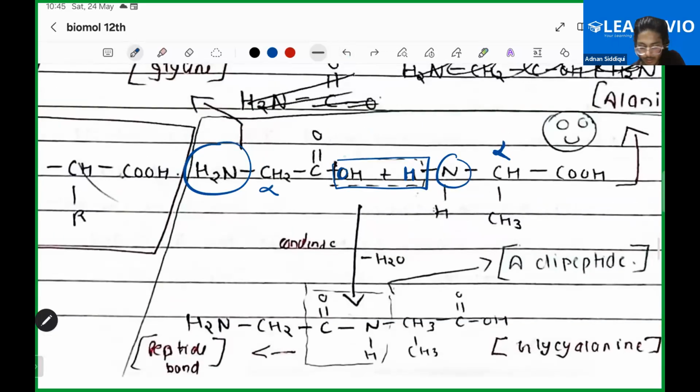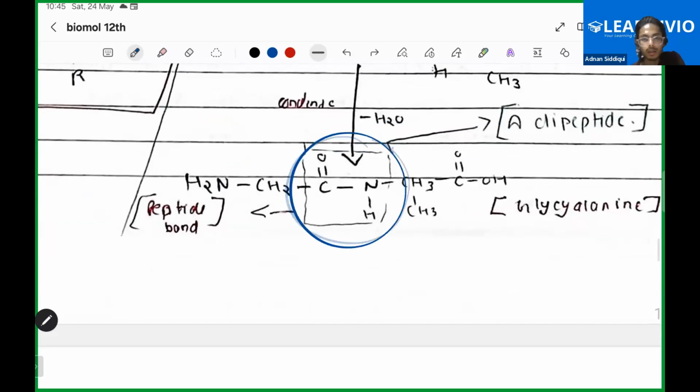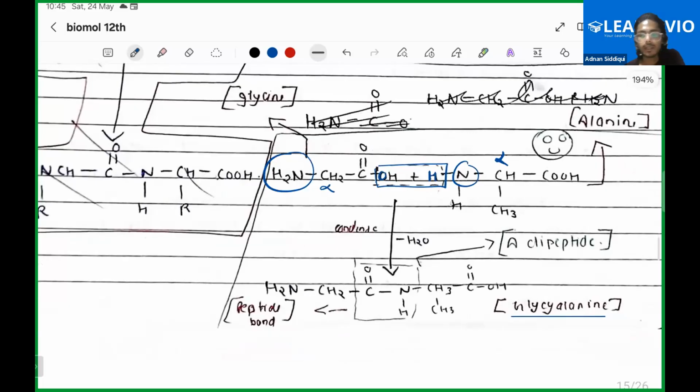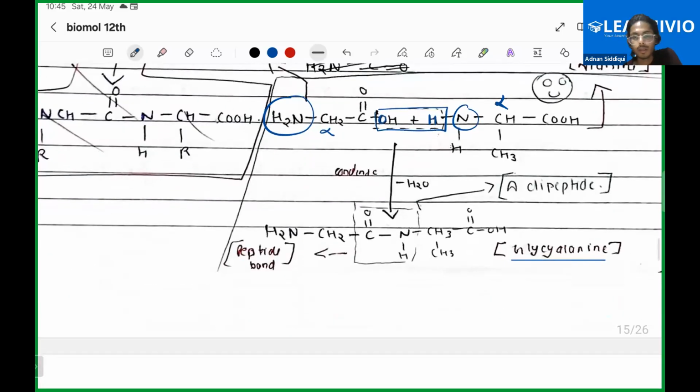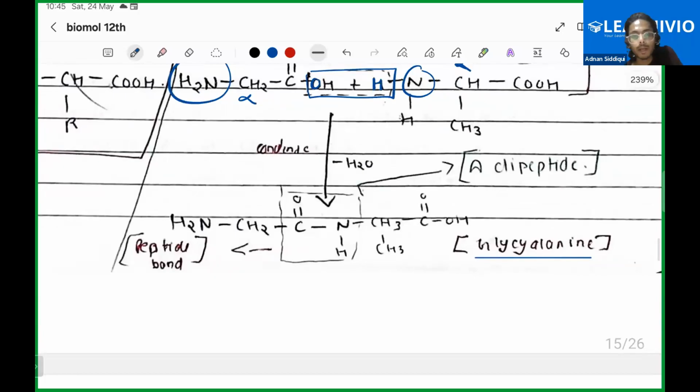Here what we are seeing is that this is directly connected with nitrogen, right? And this bond is called what? Peptide bond. And this compound is called glycylalanine. We connected glycine with alanine, and the compound name is this. They might ask you which type of peptide this is. So this is a dipeptide. You can understand it simply: if we have two amino acid units, it will be a dipeptide. If we connect three amino acid units, it will be a tripeptide. For four, tetrapeptide.